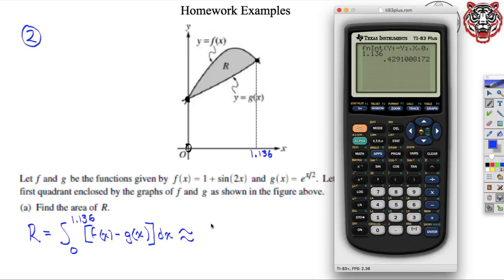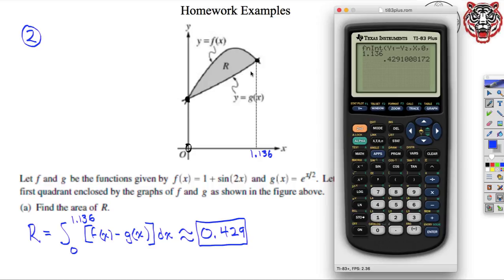This should approximately be equal to 0.429. That's all we have to write. Every single problem in here, with the exception of the back, is going to be one line. On the back, you have to actually calculate using manual math where those intersection points are. You have to set your functions equal to each other.